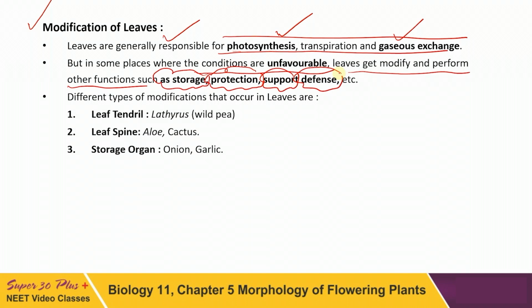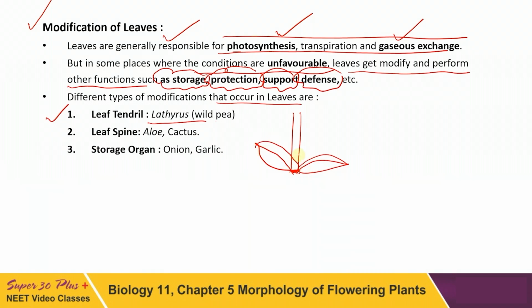They have to support the plants. So there are different types of modifications found in leaves. One is the leaf tendril. You see, a very interesting one. In the case of wild pea, what is there? This is known as wild pea. Let this one be the node, and here is one leaf. Let this be the other leaf in this case.